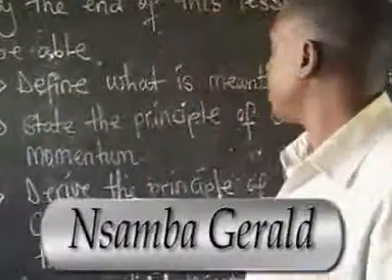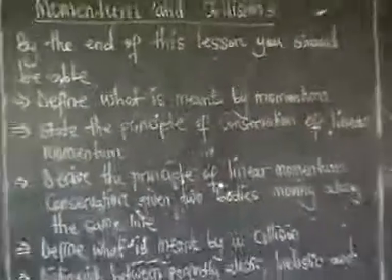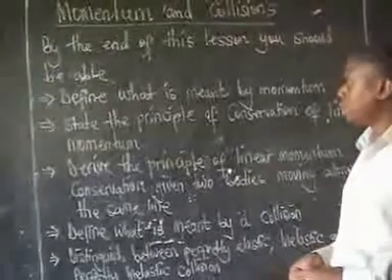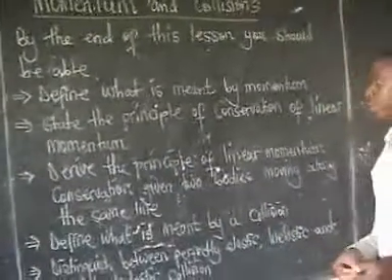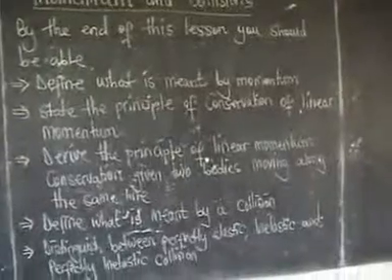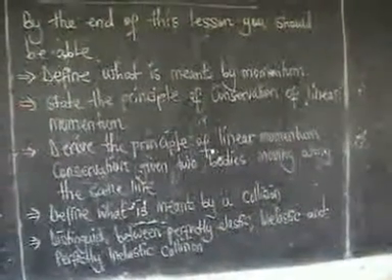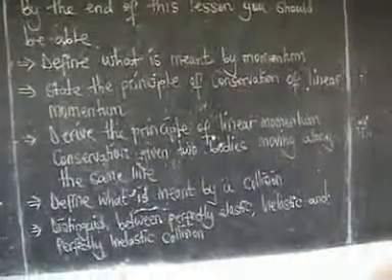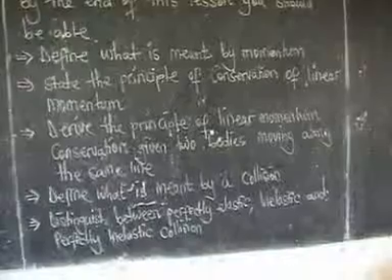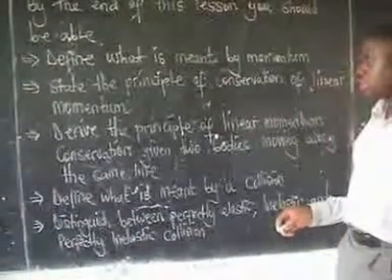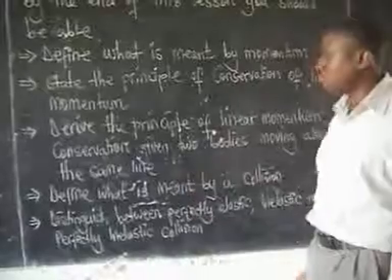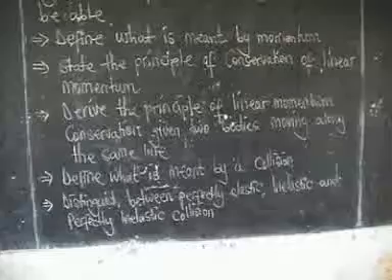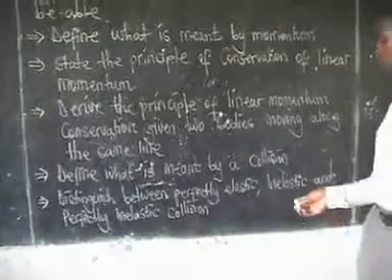We shall be able to define what is meant by momentum. We shall state the principle of conservation of linear momentum. We shall derive the principle of linear momentum conservation given two bodies moving along the same line. We shall also look at several examples of calculations that require you to use this knowledge of linear momentum conservation. Then we shall later look at collisions.